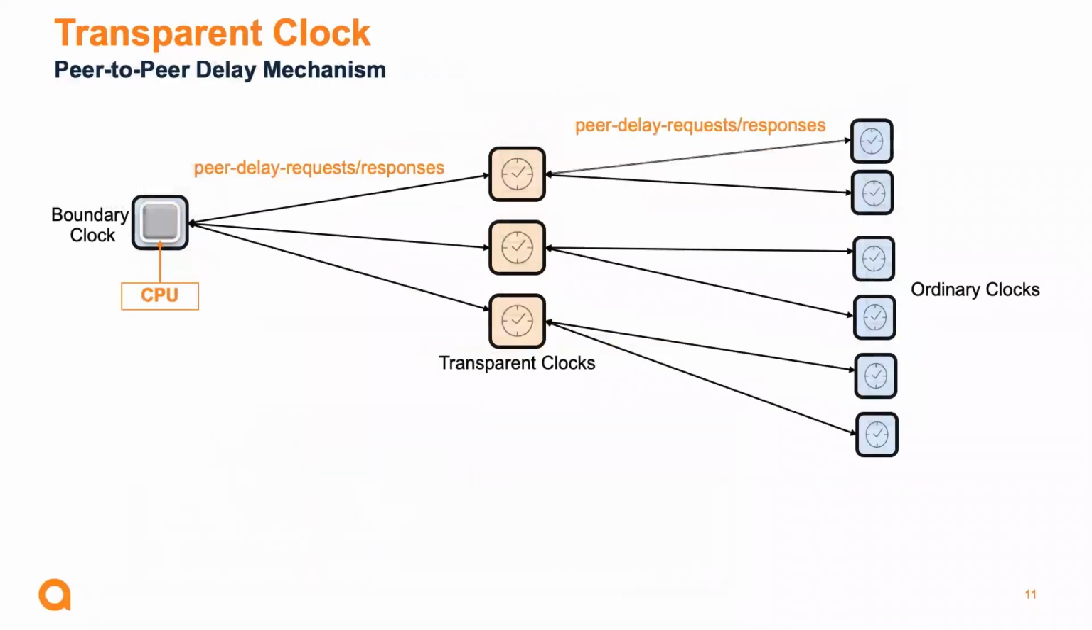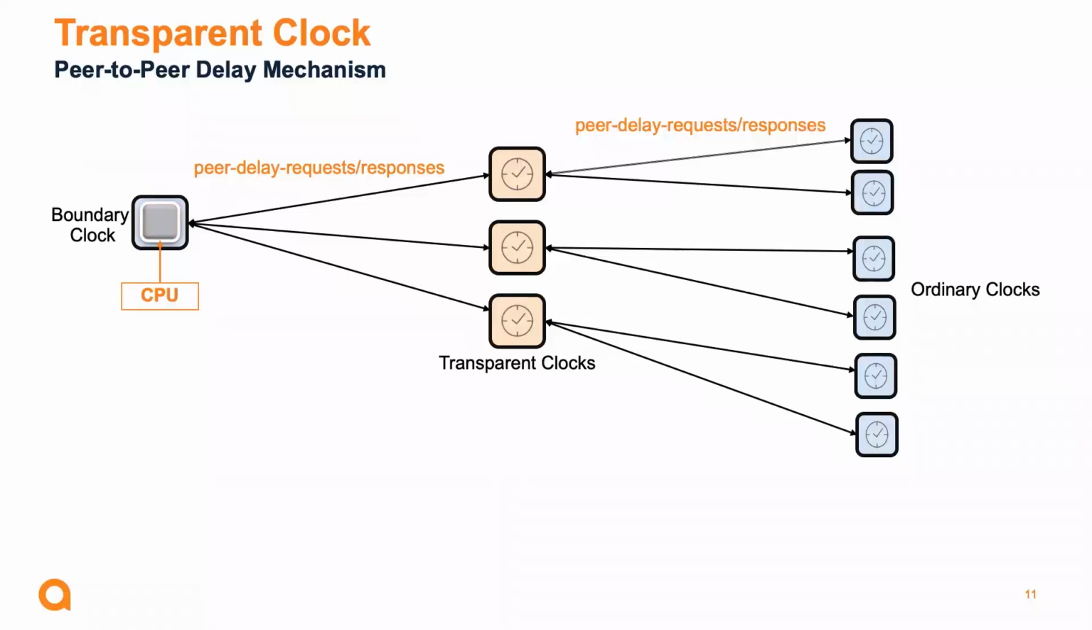That is where the peer-to-peer delay mechanism comes into play. Now, the only devices sending delay requests to the boundary clock are the transparent clocks. So you may have hundreds of ordinary clocks, but just a few tens of transparent clocks. With that configuration, you are saving the CPU of your boundary clock, and that makes the whole process a lot easier. So you're now dividing and conquering.